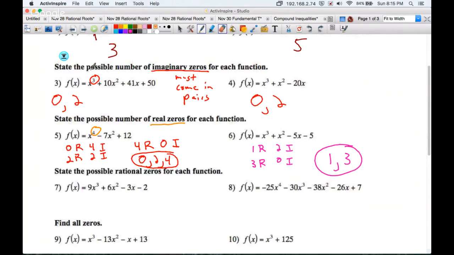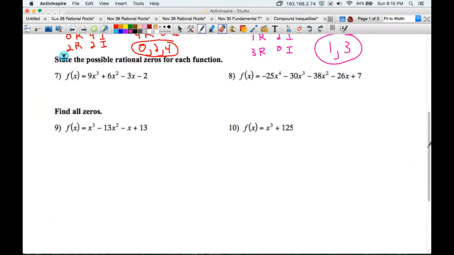Imaginary zeros will always be just a list of even numbers up to the highest degree. Real zeros will be even or odd up to the highest degree. And if it's an odd degree, it will be all the odd numbers up to that. If it's even, it's all the even numbers up to that.